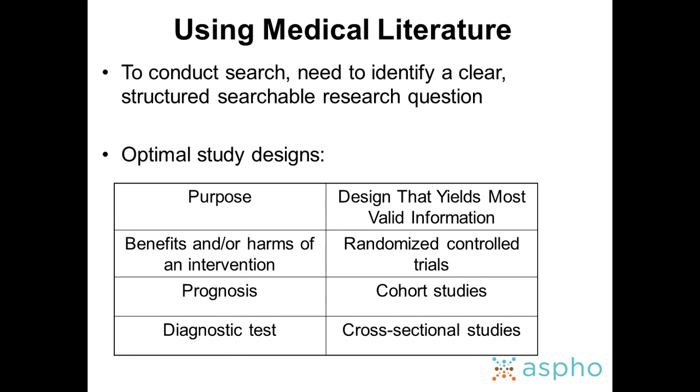Using the medical literature is fundamental through all of research, particularly if you're doing systematic reviews. When doing systematic reviews, you need to go to your librarian with a clear, searchable research question. And this final part, I've never seen it come up on the boards, but it's an easy-to-test concept: the best trial design for a specific purpose. If you really want to know about the benefits or harms of an intervention, randomized trials are the best. If you want to know about prognosis, cohort studies are the best. And if you want to know about diagnostic tests, cross-sectional studies are best.